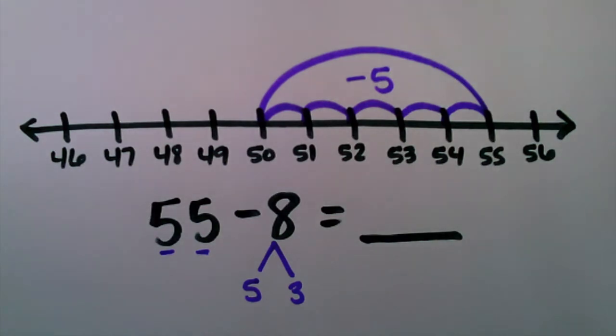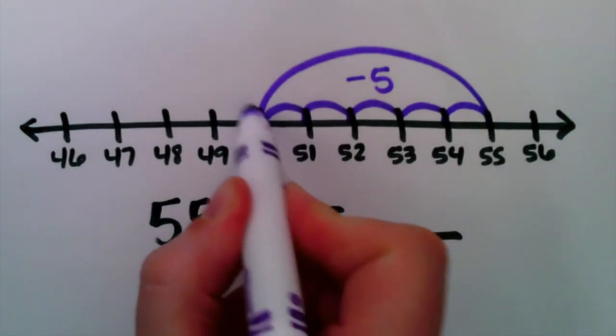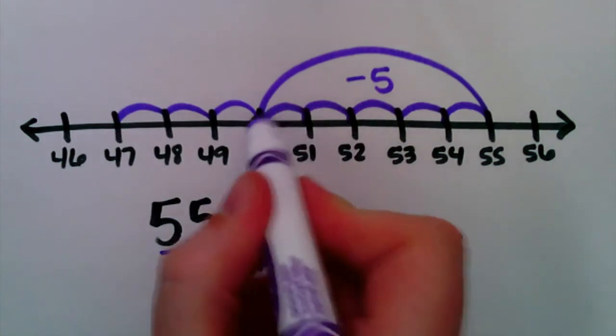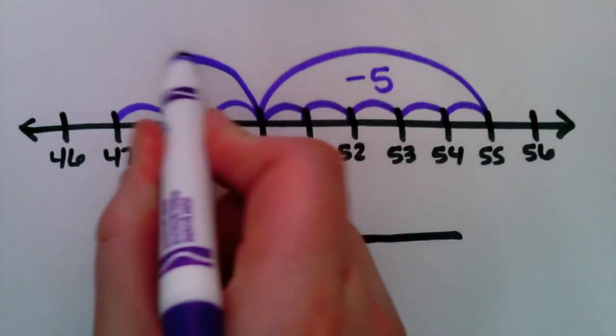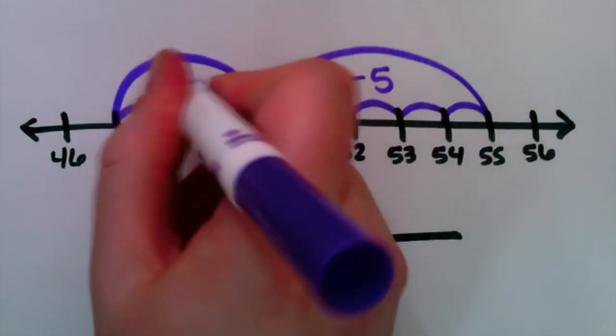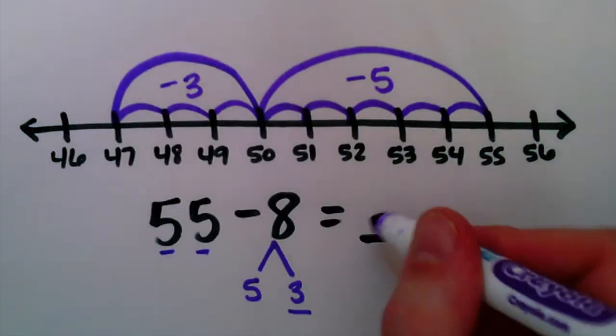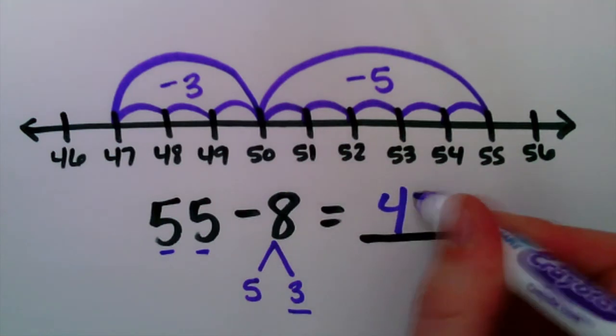How many more ones are there still to be taken away after we've taken away 5 from 55? We can see that right here, there are 3 left to be taken away. So let's go ahead and do that on the number line. 1, 2, 3. So we're going to do a big jump from 50 to 47, and we're going to label it as minus 3. And now we can write 47 on our answer line.